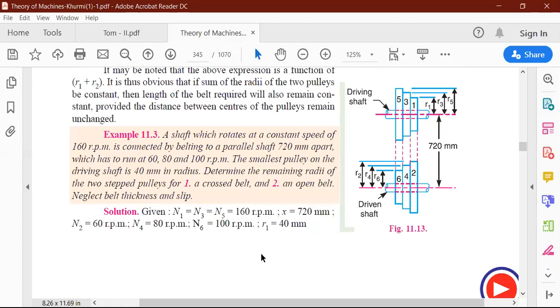Okay, now N2, here they have given 60, 80 and 100 rpm speeds of these pulleys N2, N4 and N6. So N2 is equal to 60, N4 is equal to 80 and N6 is equal to 100 rpm. So these are the given things, and they have also given that the smallest pulley has a radius of 40 mm, that is R1.